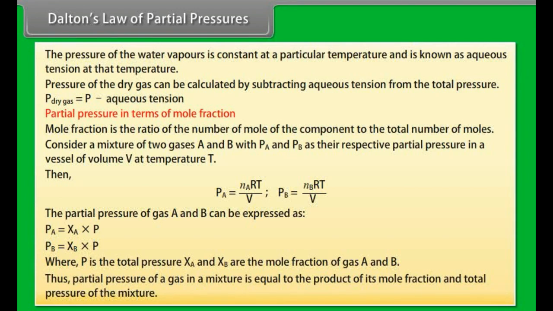Thus, partial pressure of a gas in a mixture is equal to the product of its mole fraction and total pressure of the mixture.